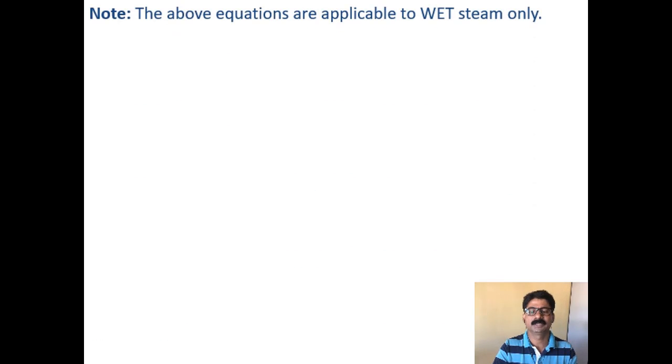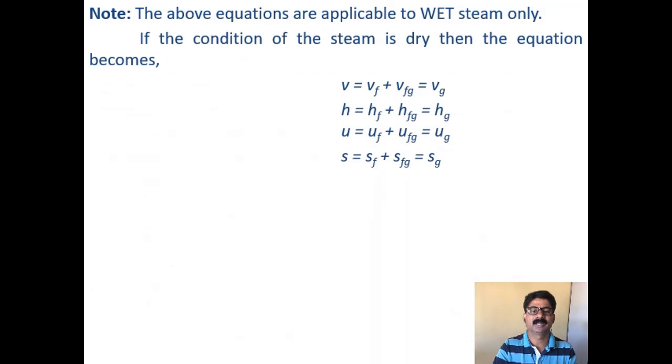All these expressions are applicable to wet steam. Suppose the steam is dry, then x becomes 1. So Vf plus x Vfg, with x equal to 1, becomes Vf plus Vfg, which can be obtained directly from the steam table as Vg. Though there is no Vfg term, you can directly note down Vg. Similarly, H becomes Hg, U becomes Ug, and S becomes Sg.